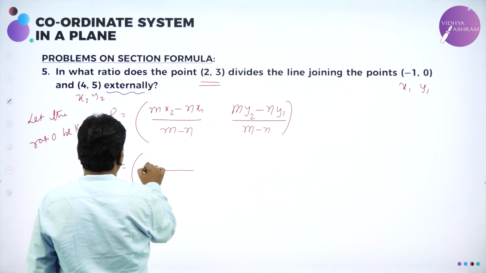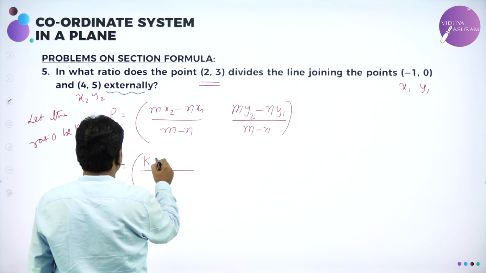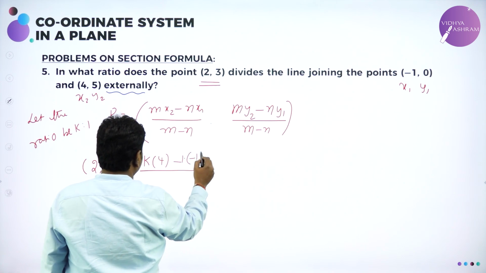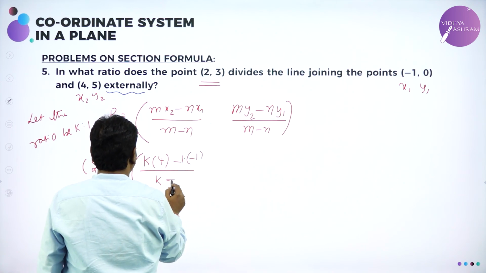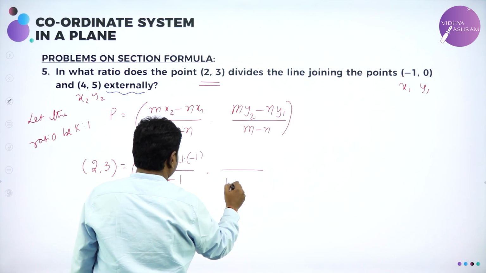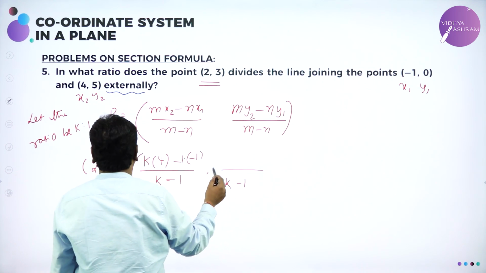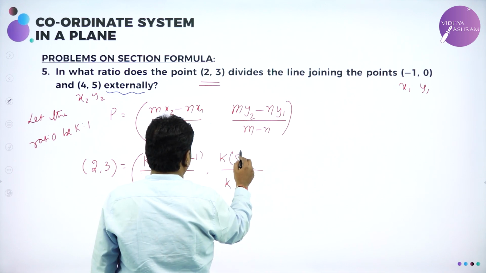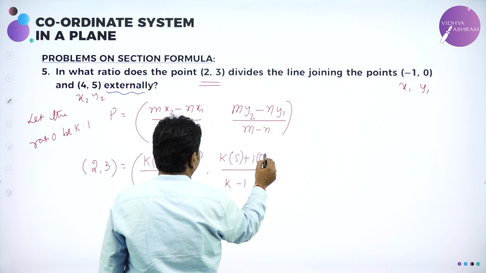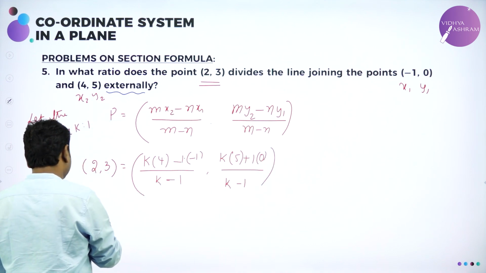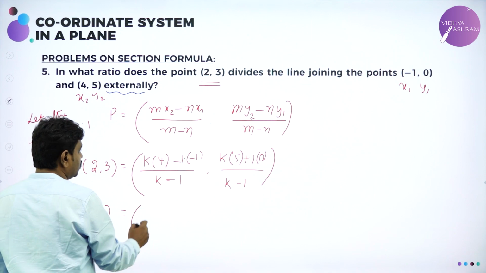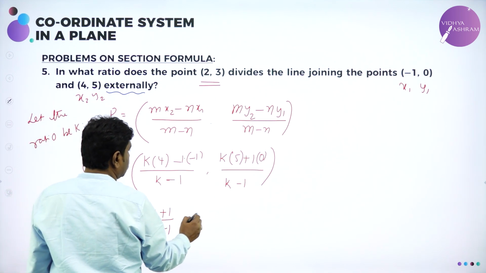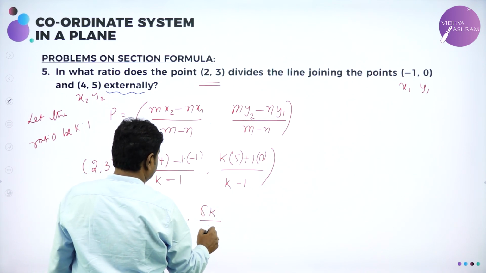K is to 1, m means k, into x2, x2 means 4, minus, the same formula, 1 into x1, which is minus 1, divided by k minus 1. Here also the denominator is k minus 1 and the numerator is k into y2. What is y2? 5, plus 1 into 0. Simplify this. 2, 3 is equal to 4k plus 1 by k minus 1, and 5k by k minus 1.